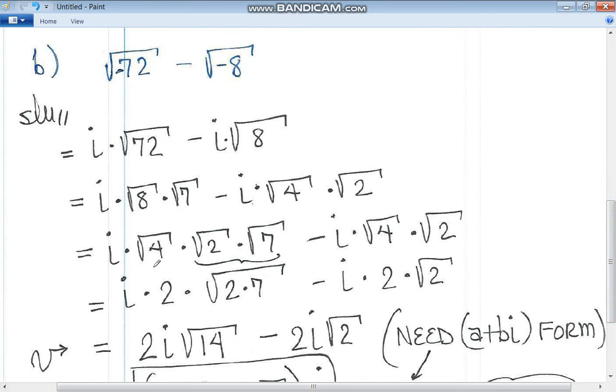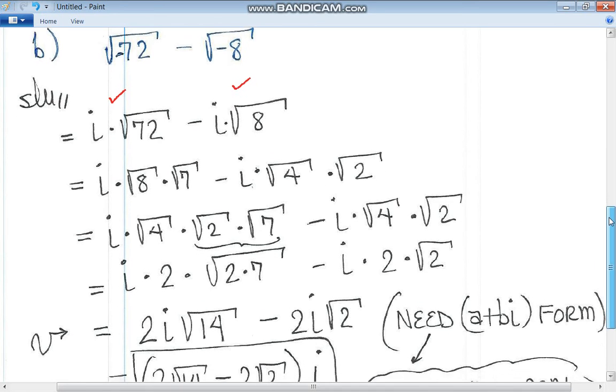Okay, the square root of negative 72 minus the square root of negative 8. Now this is the hardest one here. First of all, we deal with the i. Pull the i out because each of these radicals has the square root of a negative number. So for the first one, we pull out i here and we leave it times the square root of 72, minus, pull out the i here, times the square root of 8.